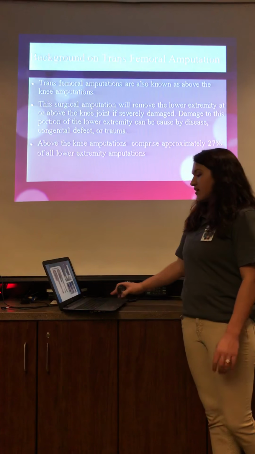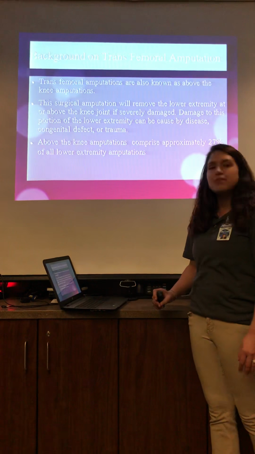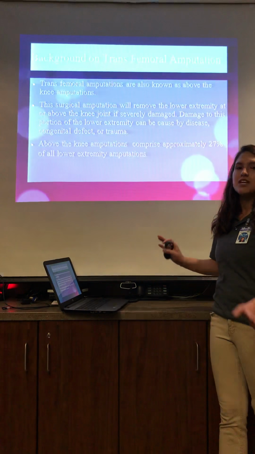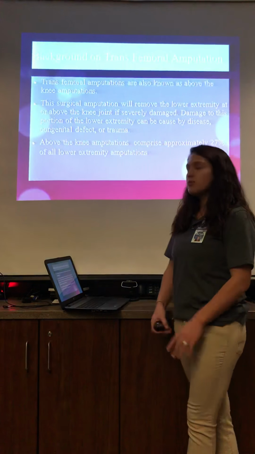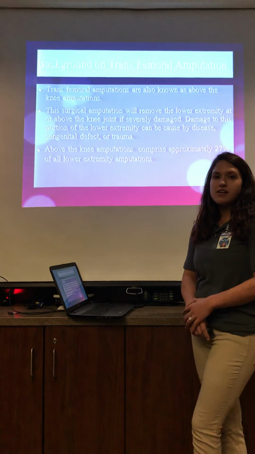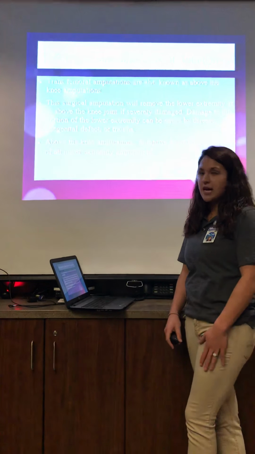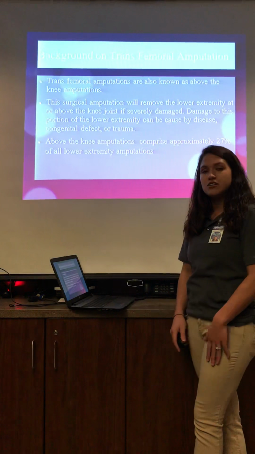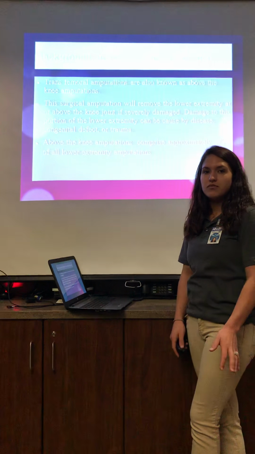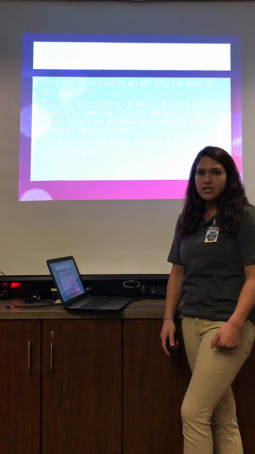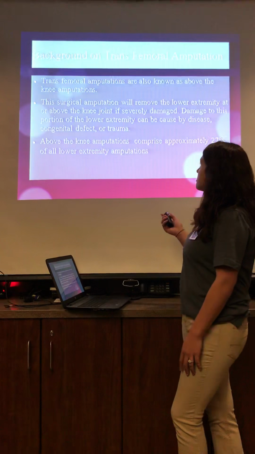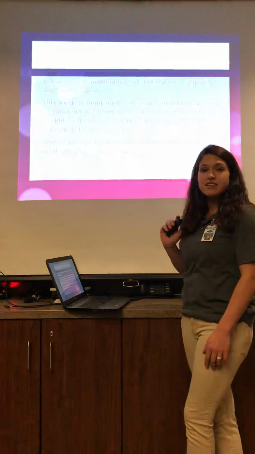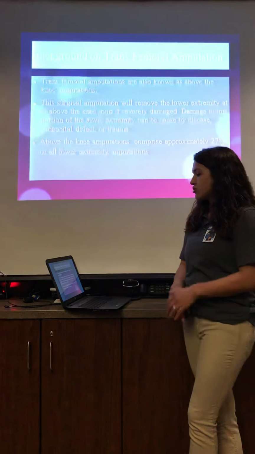Today I'm going to be talking to you about prosthetic use and gait assessment for a transfemoral amputee. That's a lot of words, so we're just going to get some background information first on what a transfemoral amputation is. A transfemoral amputation is also known as an above knee amputation. This is a surgical amputation that removes the lower extremity at or above the knee joint if it's severely damaged. It can be damaged by disease, congenital defects, and trauma.